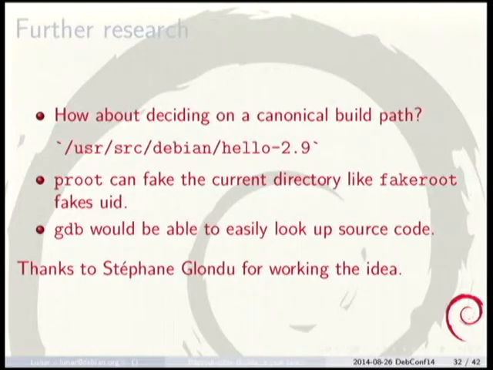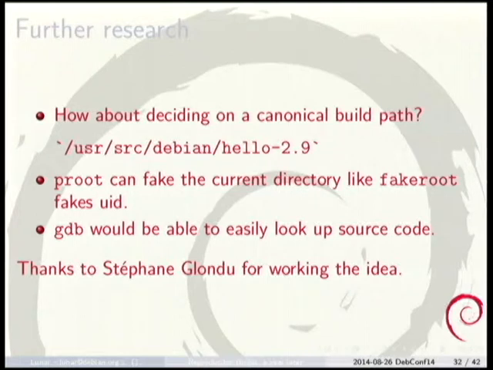So one idea that Stéphane Glondu came up with on the reproducible mailing list is, okay, let's stop creating dh_strip weird things. How about we agree on a canonical build path? That will solve the problem Colin mentioned about random paths getting in the files. And also GDB would have a canonical location, so it would be easier for Debian users to just apt-get source in the right location, and when they run GDB, they will have the right path already set up for them. And there's a tool called proot that can actually fake the current directory of a software.